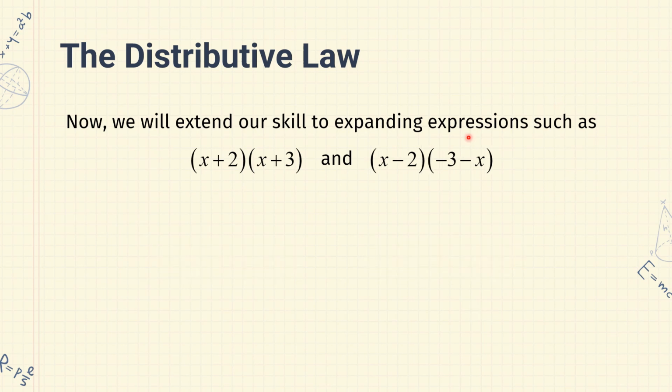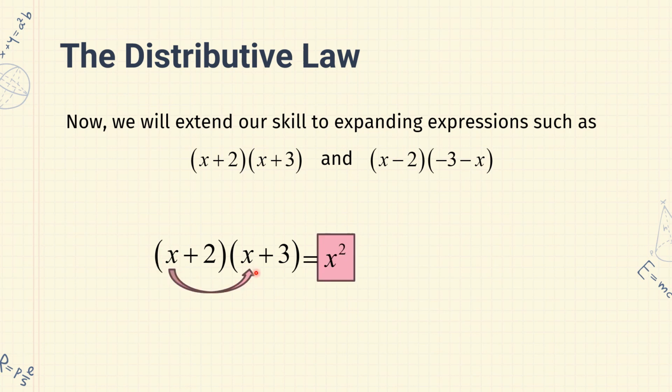Let's take a look at expanding the first expression, that is (x + 2) times (x + 3). When applying our distributive law, we take the first term x found in the first pair of brackets to multiply with the first term found in the second pair of brackets. So x times x results in x squared. Then we take the first term in the first pair of brackets to multiply the second term in the second pair of brackets. That is taking x to multiply with a positive 3, and that results in a positive 3x.